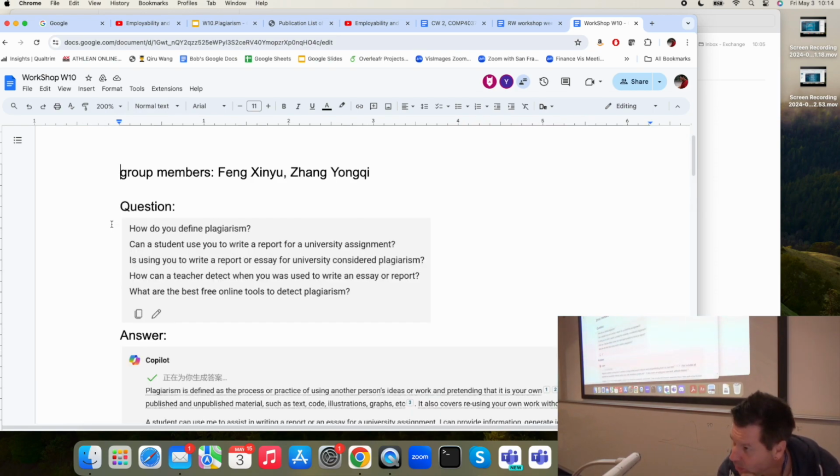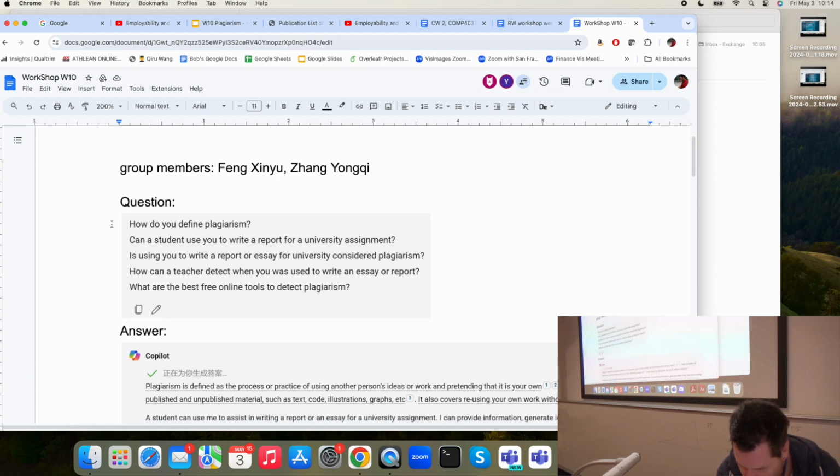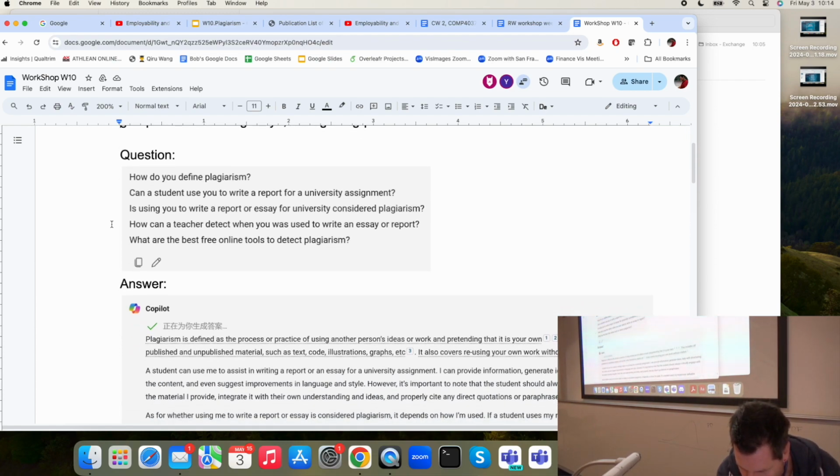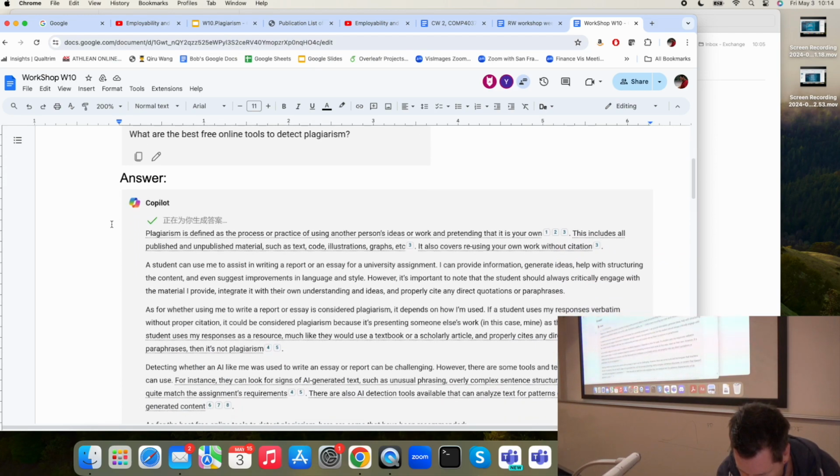I think it's using Copilot, right? And it's Microsoft. Okay. Microsoft Copilot. Oh, I see. Yep. How do you define plagiarism? Plagiarism is defined as the process or practice of using. Yep, okay.